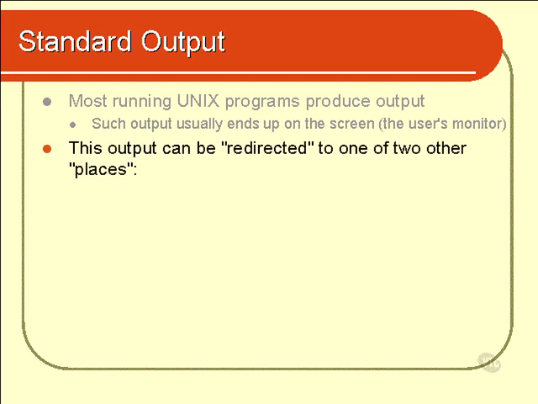Importantly, and this is the new concept for this chapter, output can be redirected to one of two other, well, what we can call places, I suppose. The first of those two places is a file. This means that instead of the output appearing on the screen, a new file is created and the output that would have gone to the screen is stored in the file instead. This file can then be examined, edited, copied, renamed, etc.